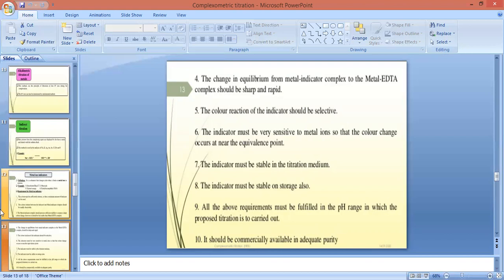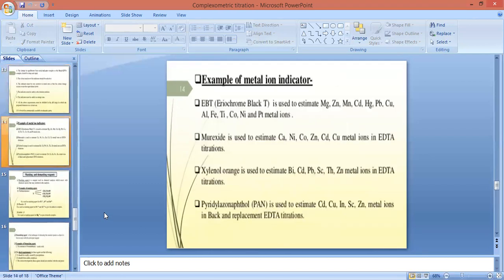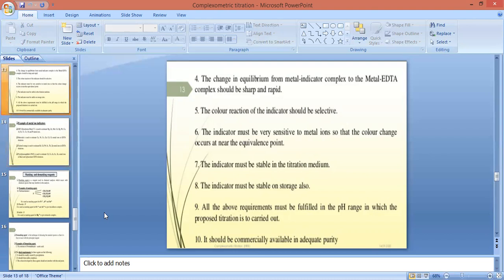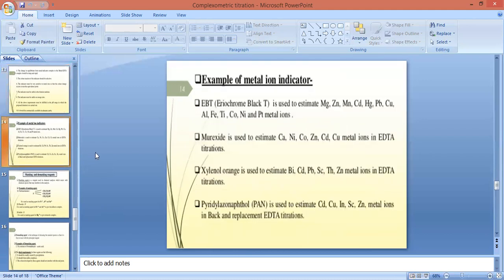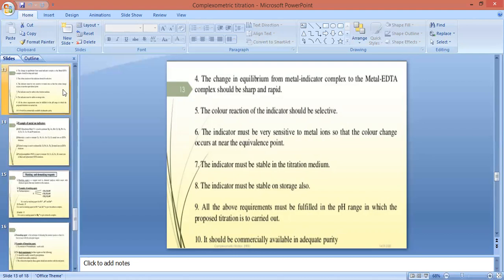Next, all the above requirements must be fulfilled in the pH range in which the proposed titration is to be carried out. So the pH required to be maintained throughout the titration, depending upon the nature of the analyte, may vary. It may be either 9 or 10. So the indicator should fulfill all the requirements at the determined pH, and it should be commercially available in adequate purity. That is, the indicator should be easily available, and along with availability, it should be highly pure, that is, it should not contain any sort of impurity. So these are the requirements of indicators used in complexometric titration.